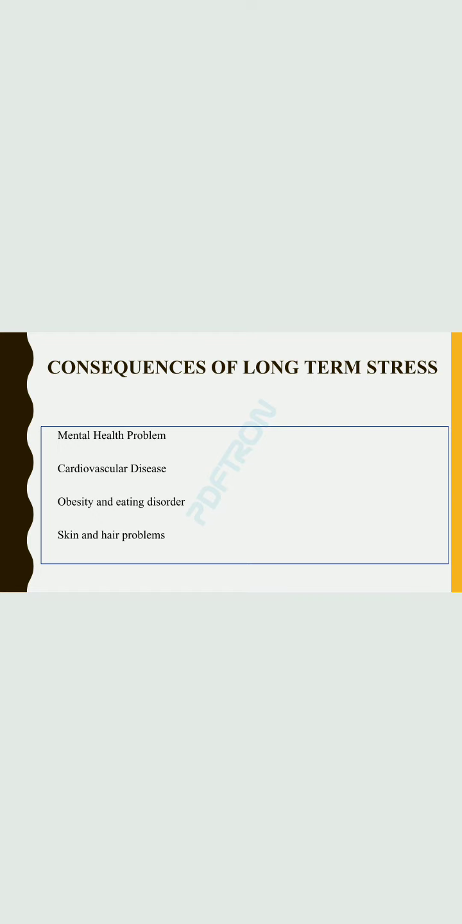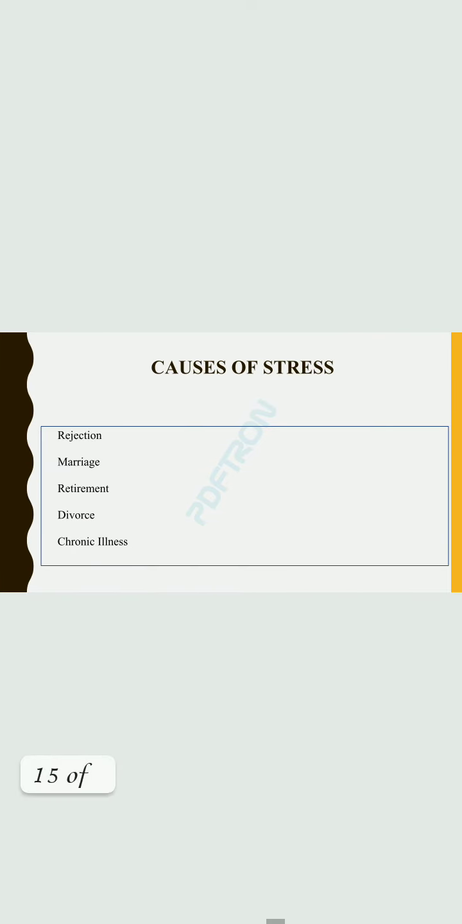So skin and hair problems as well, hair fall, skin problems because of stress. There are certain causes of stress. What are the different causes that may lead towards stress? That may include millions of reasons, but the important ones are, for example, rejection from someone, not being accepted, marriage, retirement, marital disturbances, or any kind of disturbance in their mental life, retirement, divorce, chronic illnesses, or different types of diseases like cancer.